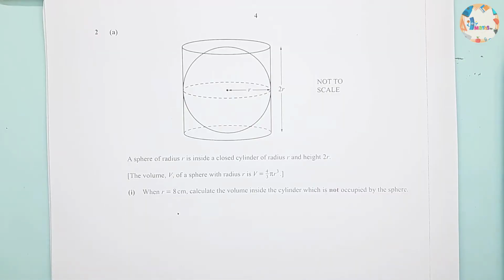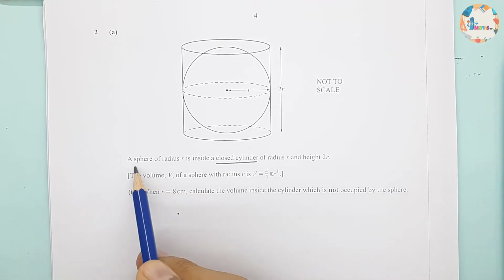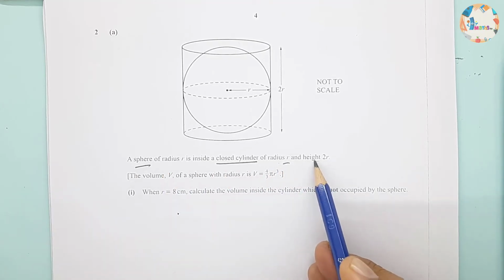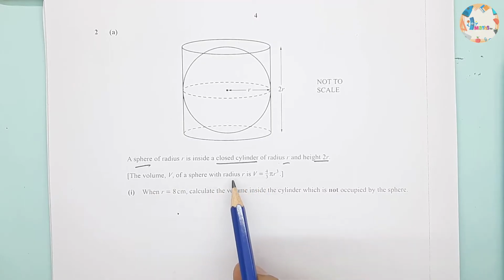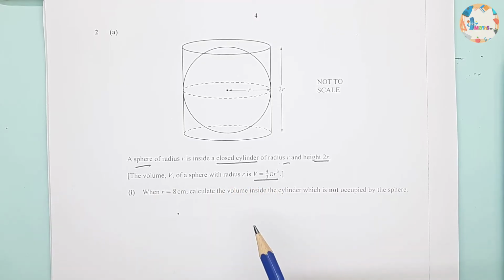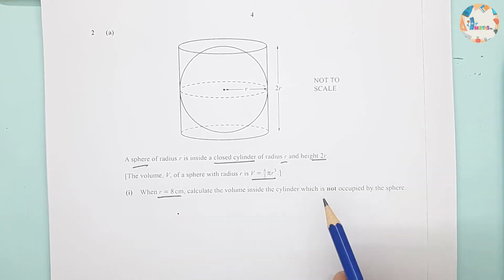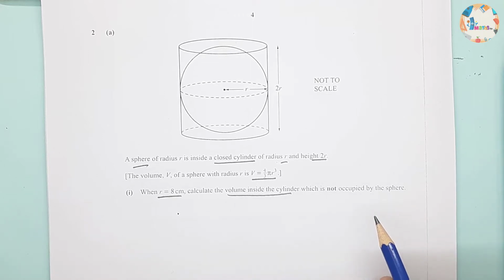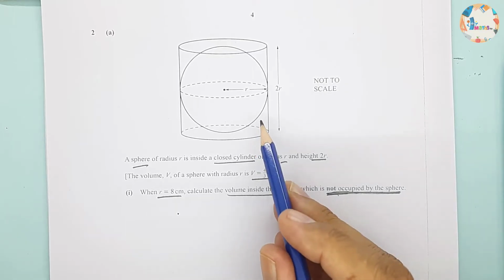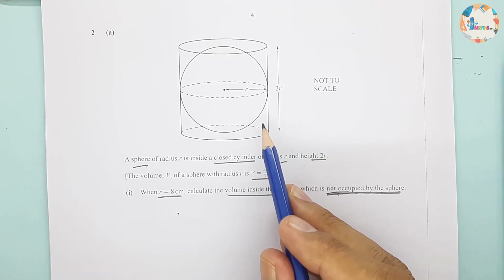And then question number 2a part, this is a 3D diagram they have provided, which is a sphere in a cylinder. So a sphere of radius r is inside a closed cylinder of radius r, the height is 2r. The volume v of the sphere with radius r is this much. So the volume of a sphere formula is provided, and when r is equal to 8 centimeters, calculate the volume inside the cylinder which is not occupied by the sphere.